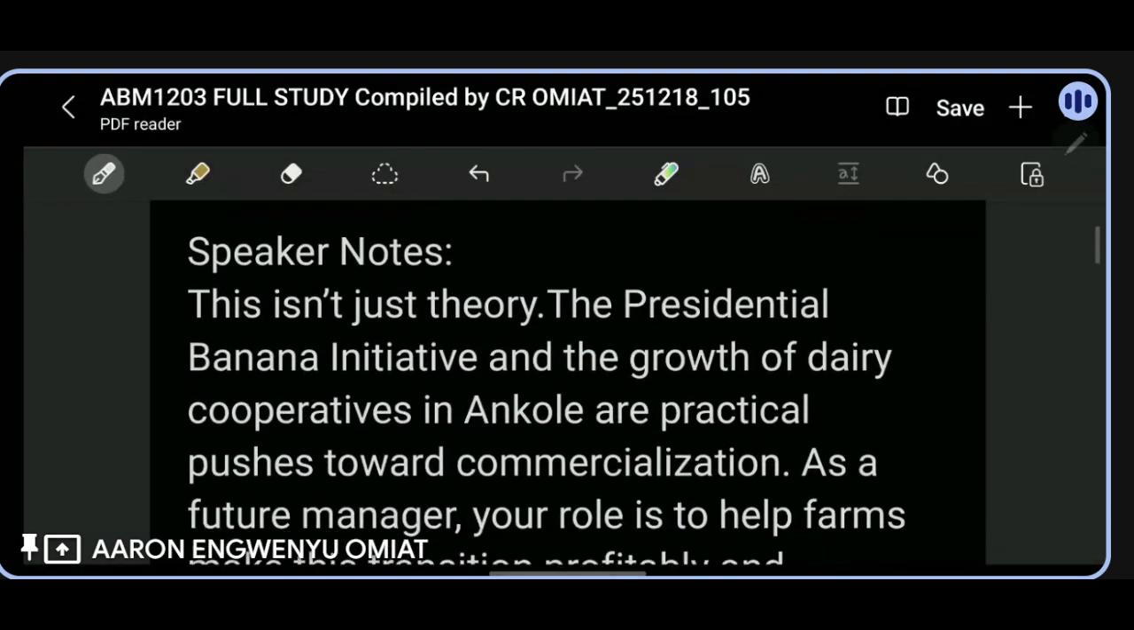So this isn't just theory. The Presidential Banana Initiative, I think you've all seen by now. It is sold, and you can find it in the canteens across the campus. They have so many products which are all based on bananas. And there is the growth of dairy cooperatives in Ankole, and not only Ankole, even in Soroti we have a dairy. You find that there are a lot of people who are buying the products.